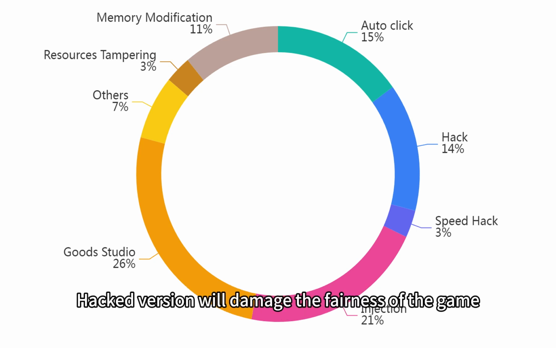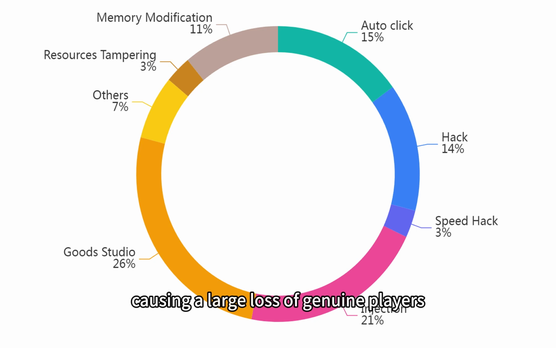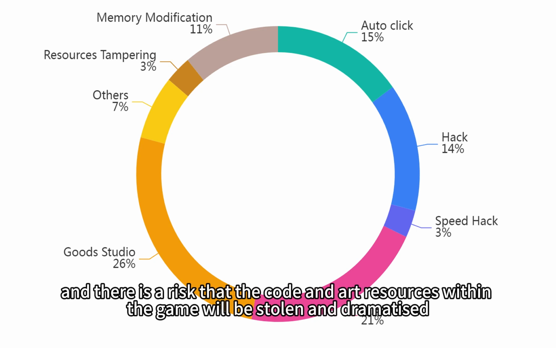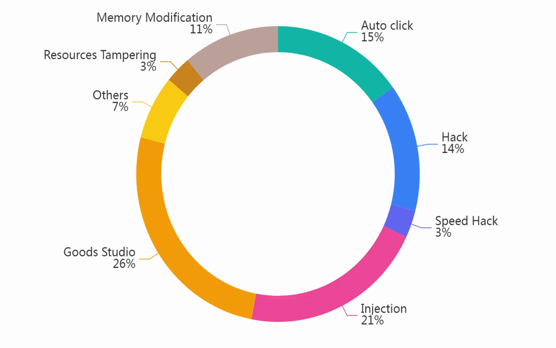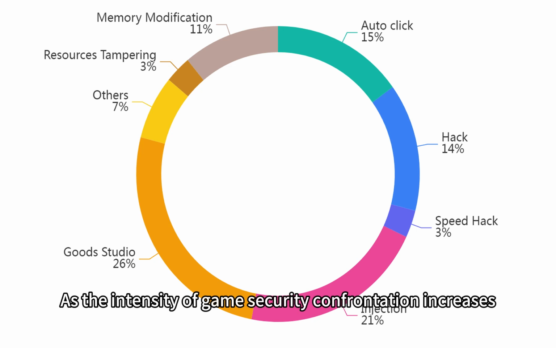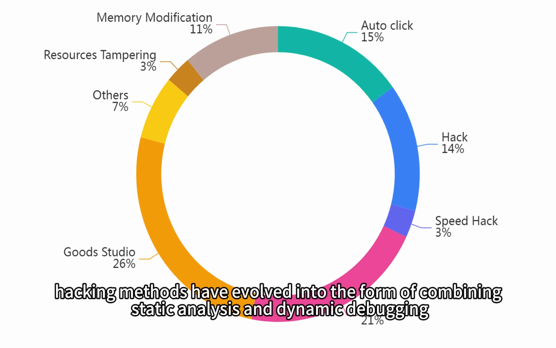Hacked versions will damage the fairness of the game, causing a large loss of genuine players, damage to the revenue of the game party, and there is a risk that the code and art resources within the game will be stolen and dramatized. As the intensity of game security confrontation increases, hacking methods have evolved into the form of combining static analysis and dynamic debugging.